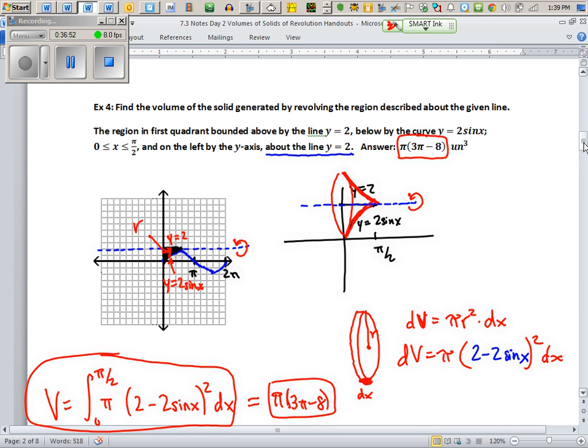I think this is a good stopping point, because the next problem involves an object with a hole punched in the middle, and it's not necessarily harder, but it involves washers and not disks. So after tomorrow's lesson, you'll be comfortable integrating anything to find volume, as long as you know the functions.